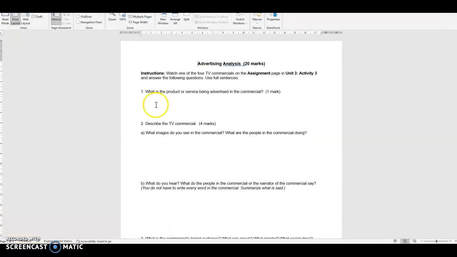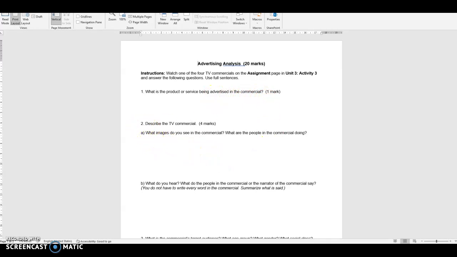Okay, but if we take a look at the worksheet, it's going to say watch one of the 4 commercials on the assignment page and answer the following questions. Use full sentences. So first question, what is the product or service being advertised in the commercial? So not just the brand, it's not just the name of the company I'm asking for here, but what is the specific product or service that they're trying to sell?